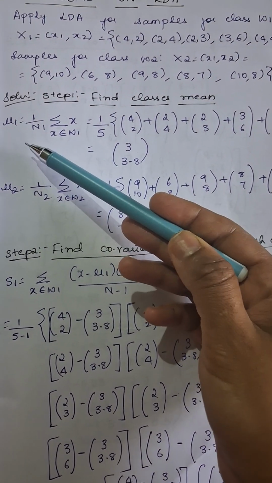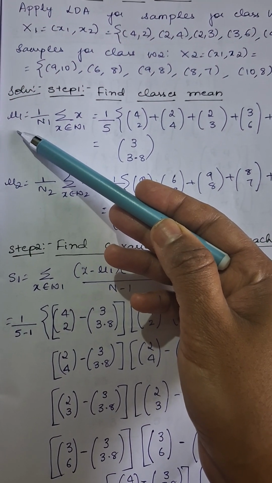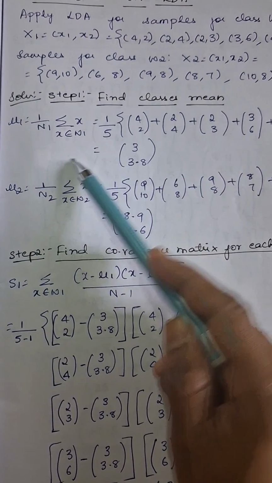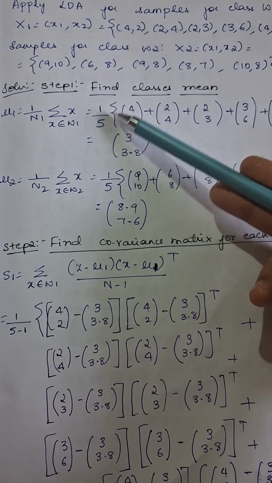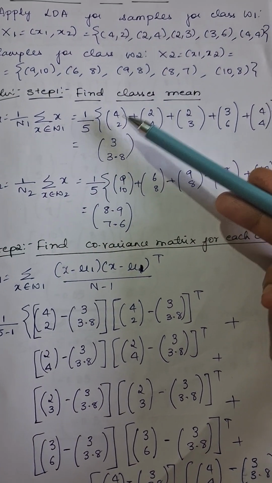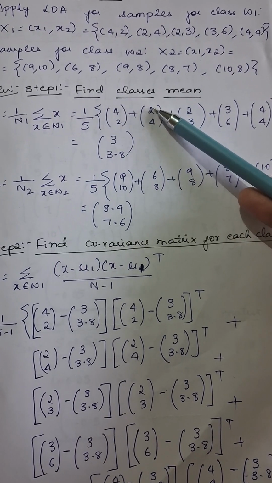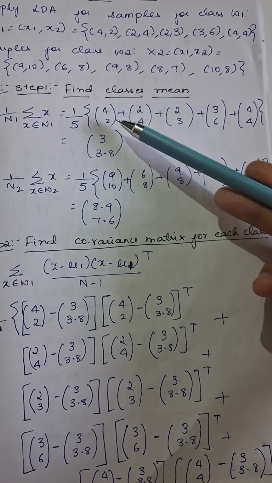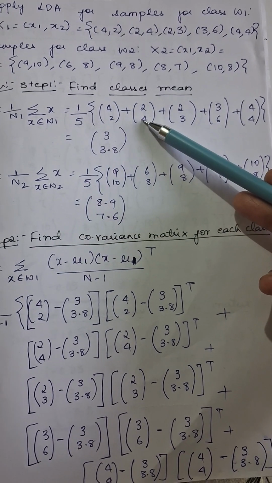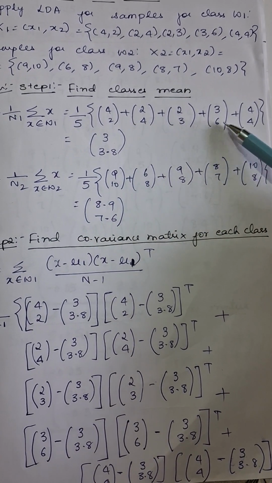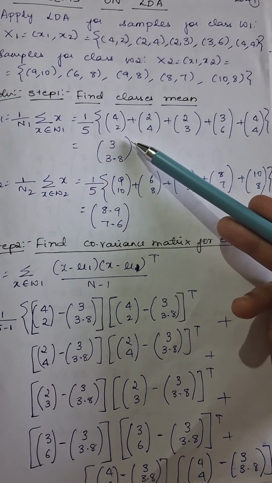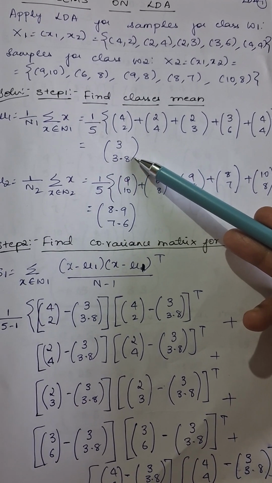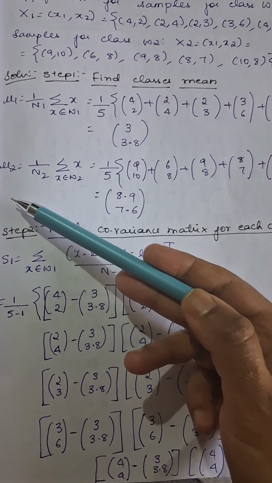So to find the mean of class W1, mu1 is the mean of class W1, which is equal to 1 by n1 summation of x, where x belongs to W1. So n in this case is 5. Now you are going to add separately the x coordinates of class W1 and divide by 5. Similarly, add separately the y coordinates of class W1 together and divide by 5. So the final result you get is 3 is the mean of the x coordinates and 3.8 is the mean of y coordinates.